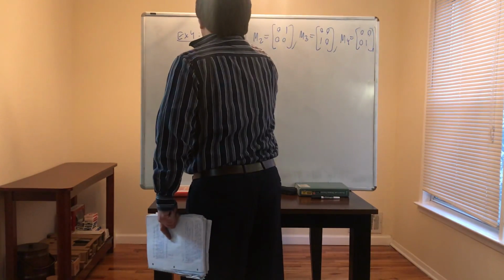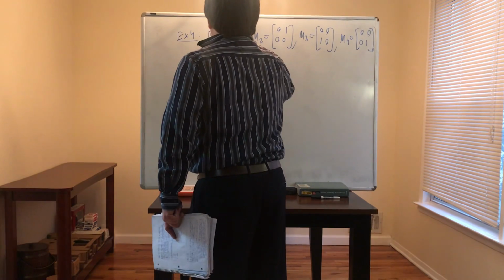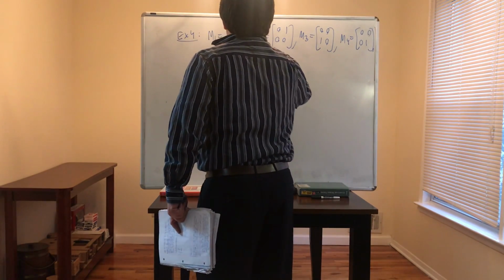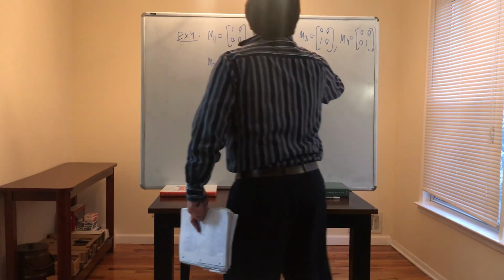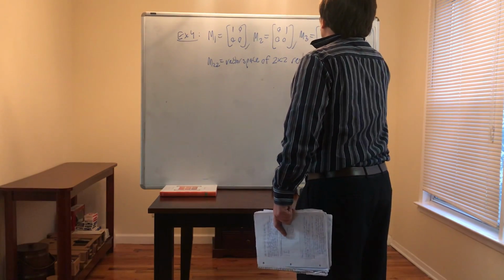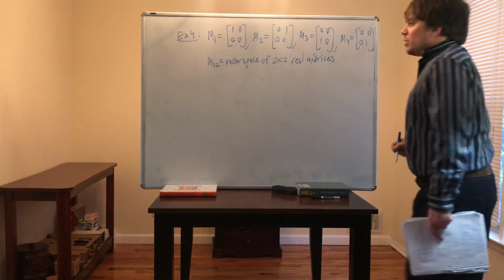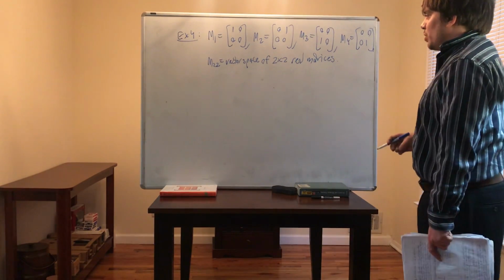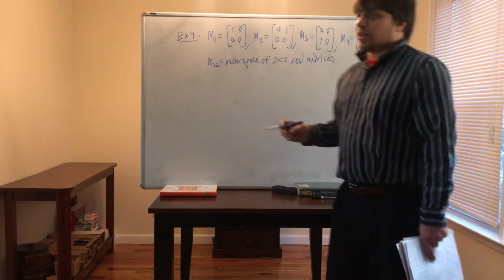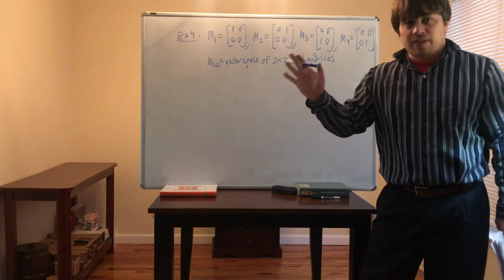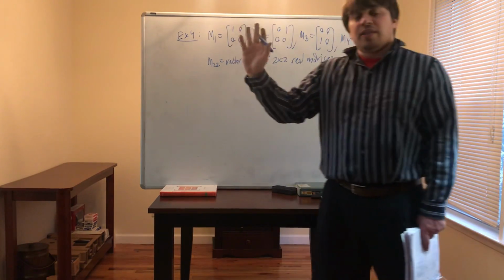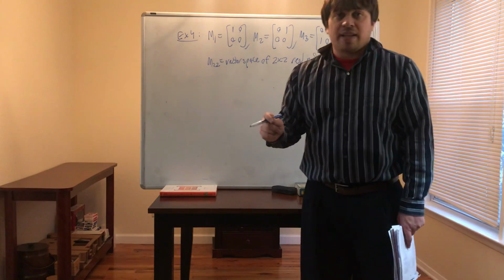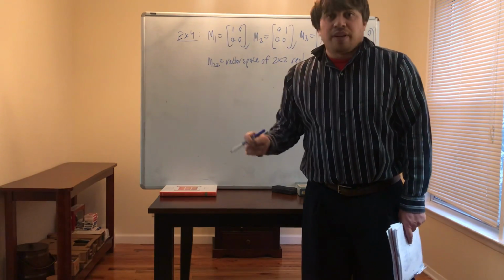So M sub 2,2 is the vector space of 2 by 2 real matrices, where the entries are real numbers, right? Vectors are not just the vectors you learn about in physics. Vectors are just elements of what we call a vector space, the set, as part of our definition of vector space.